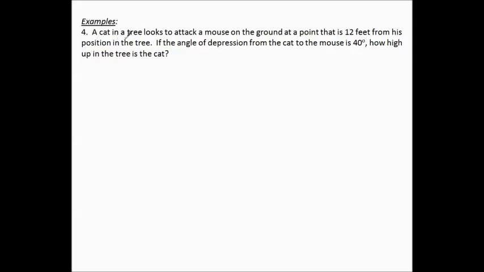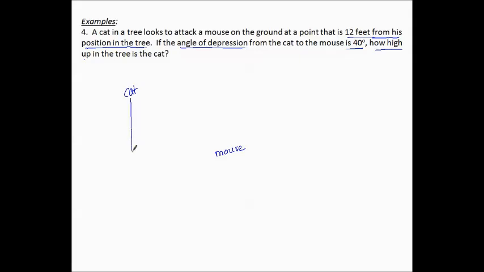Number 4, a cat in a tree looks to attack a mouse on the ground at a point that is 12 feet from his position in the tree. If the angle of depression from the cat to the mouse is 40 degrees, how high up in the tree is the cat? So we have the cat up in the tree, looks to attack a mouse on the ground. So think about the mouse might not be directly below him. If it were, it would most likely be telling us so. So let's put the mouse somewhere over here.